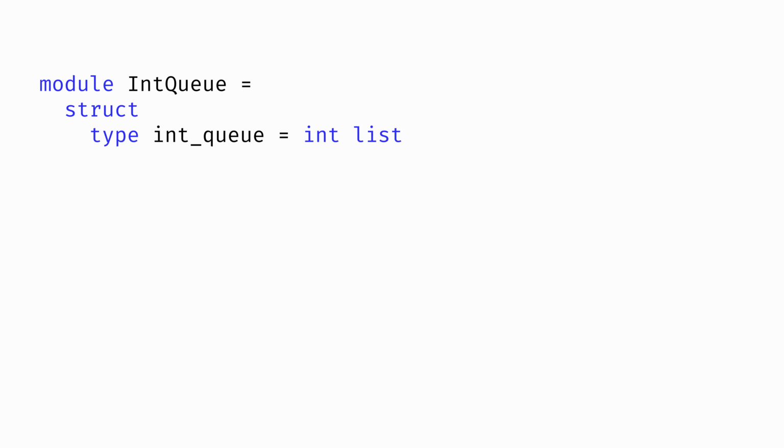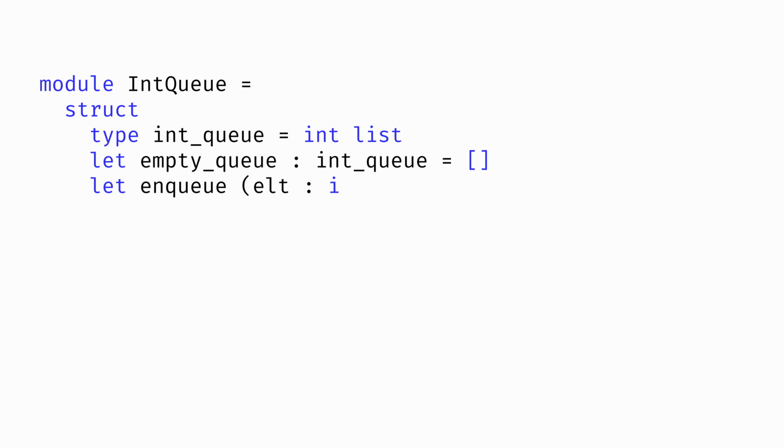We'll define a new module called IntQueue. The module definition always starts with the keyword struct, and inside the module, we define types and values. For example, we could first define a type int_q, which will be implemented in this case as an int list. We'll define a value empty_q, whose type is int_q, and it will be equal to the empty list.